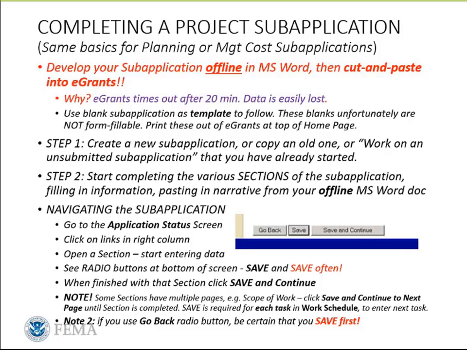So again, this first page covers some of the basics about working in sub-applications in eGrants. Develop your sub-application offline in a Microsoft Word document and then cut and paste into eGrants. There are blank sub-applications that you can print from the grant applicant homepage.